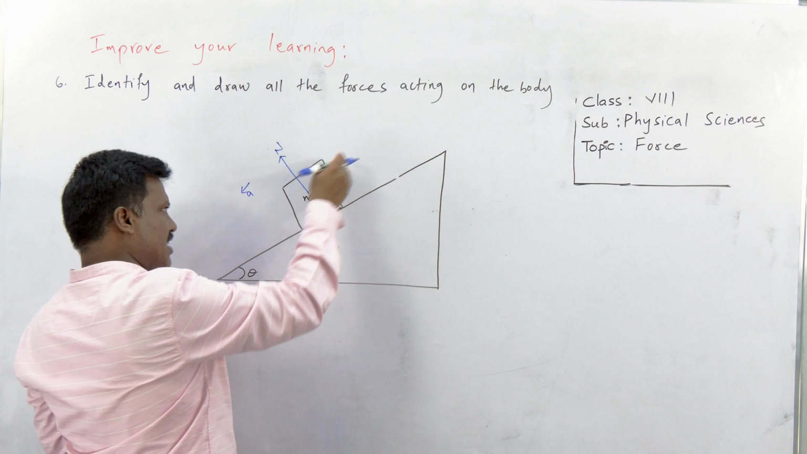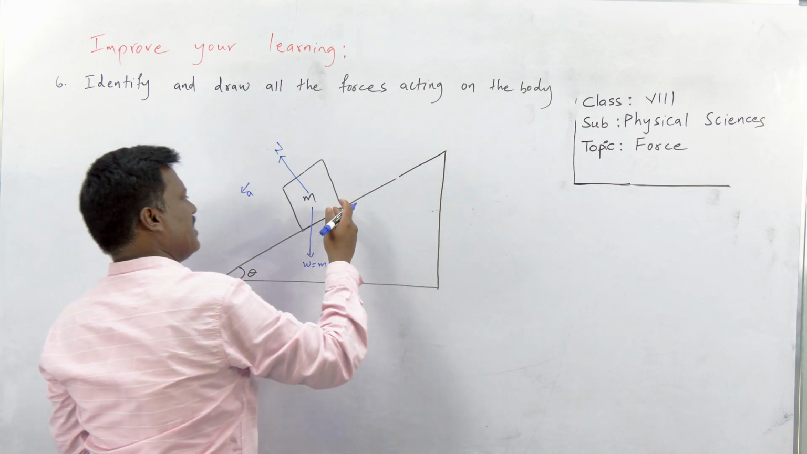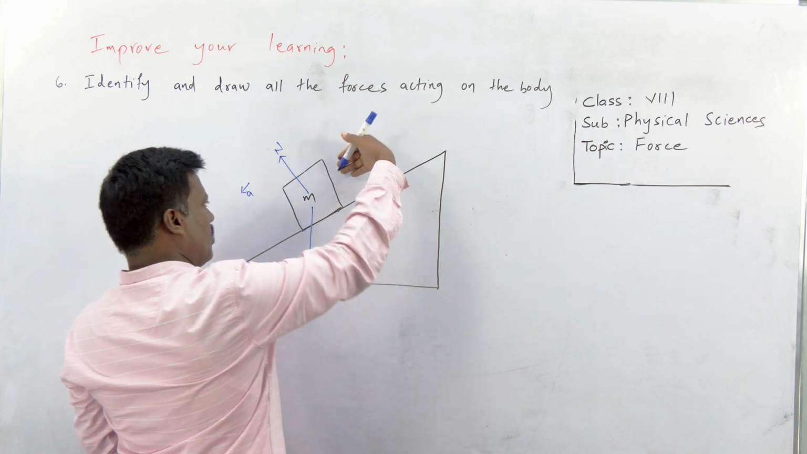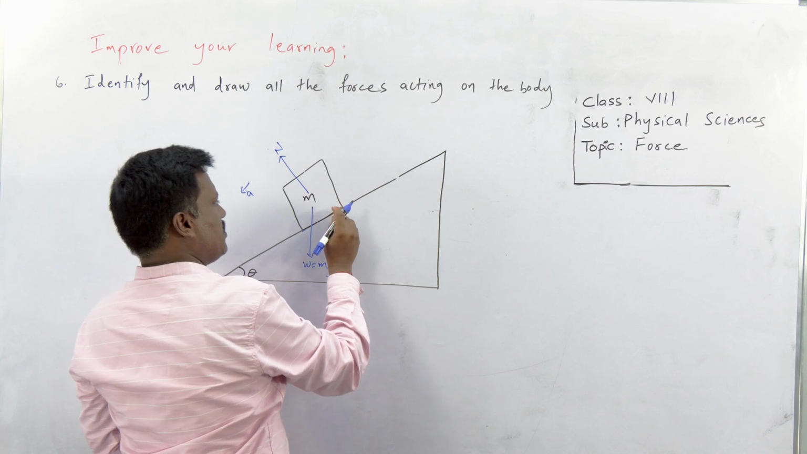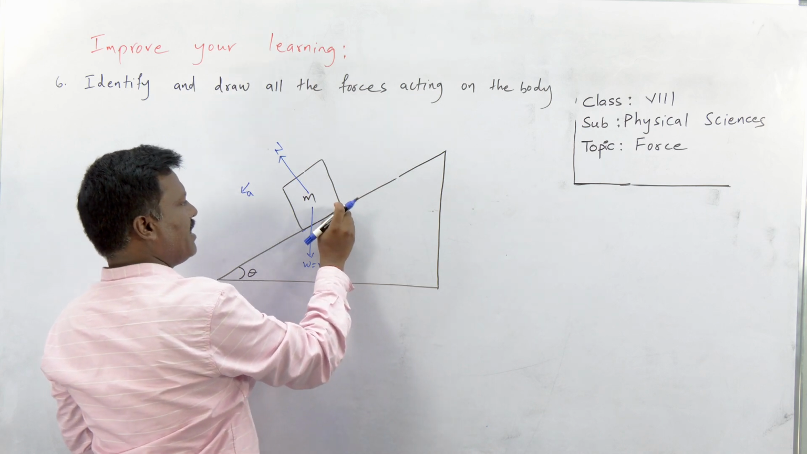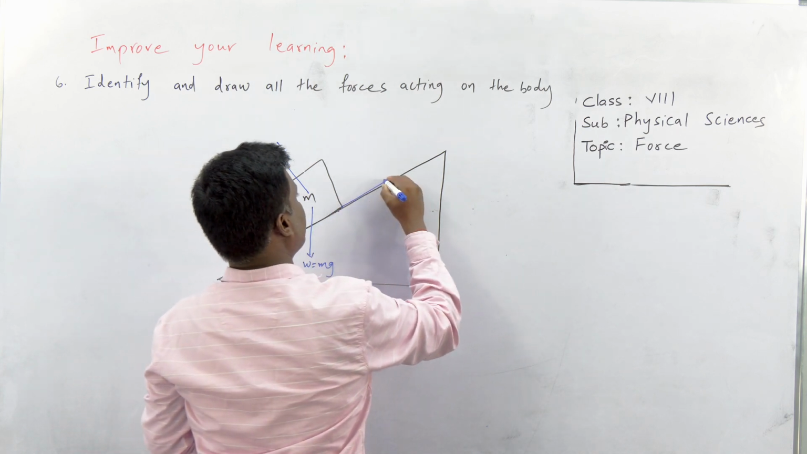If this body accelerates down, there is a friction acting between this body and the surface. When this body is coming this way, friction opposes the direction, right? It opposes the relative motion. So when the body is sliding this way, the friction direction is opposite. Friction acts between the two surfaces. This is the friction direction.